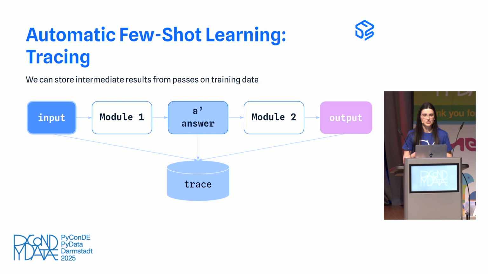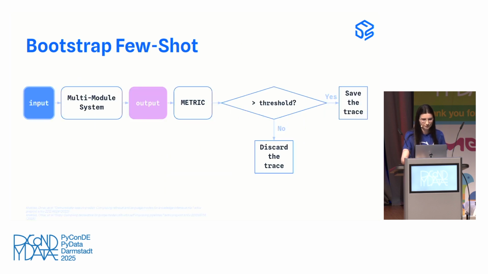However, we can use the training data and a teacher model to construct, trace, and save the intermediate results. These results can afterwards be used as few-shot demonstrations. This approach is used by a technique called bootstrapped few-shot. The idea is as follows.